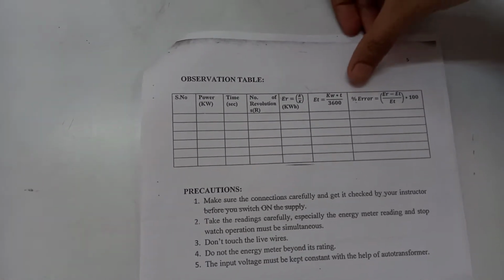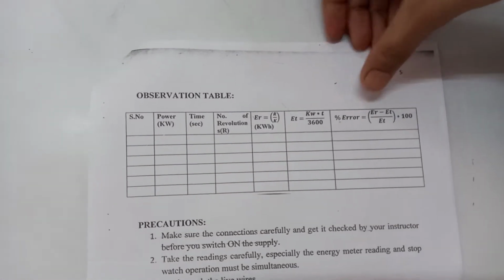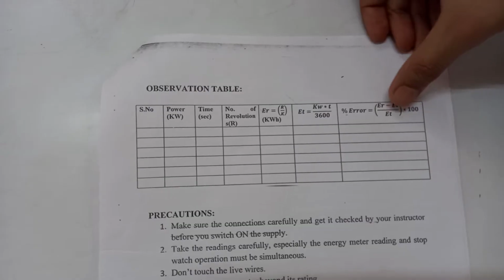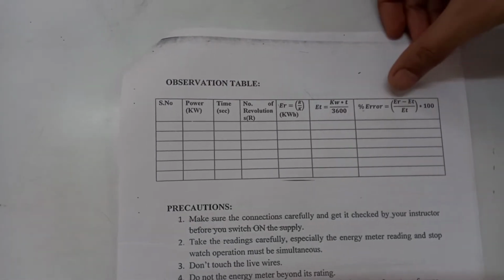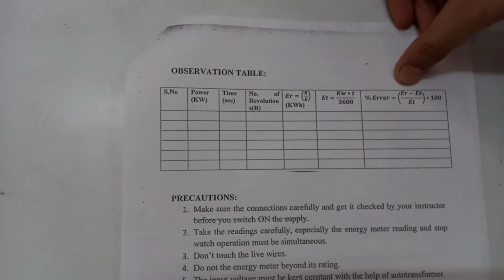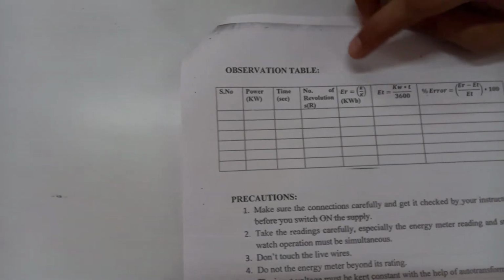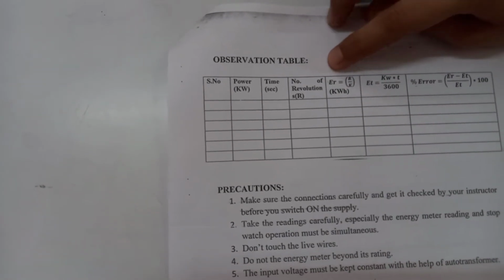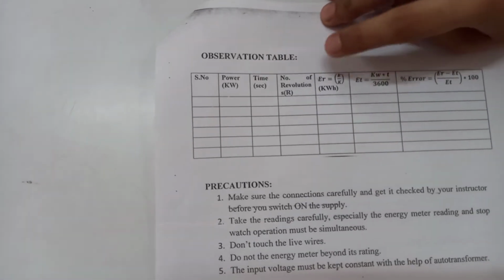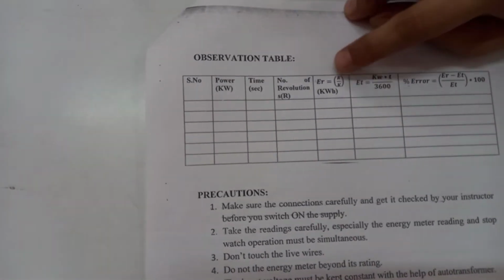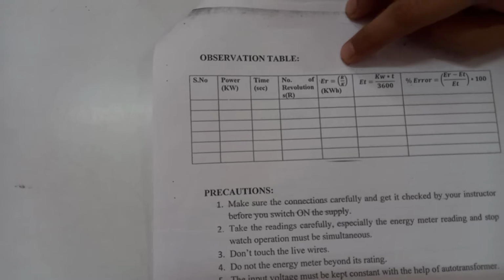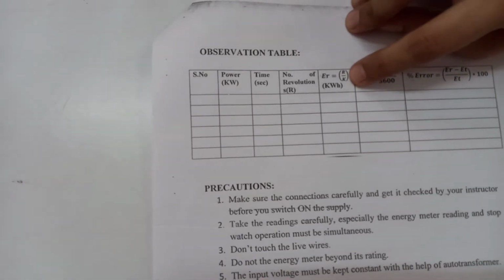As you can see, the formula for percentage error is equal to (ER minus ET) divided by ET into 100. Here ER stands for recorded energy and ET stands for true energy. For calculating recorded value, we have to consider this formula, which is equal to R upon K. Here R stands for number of revolutions and K stands for meter constant.